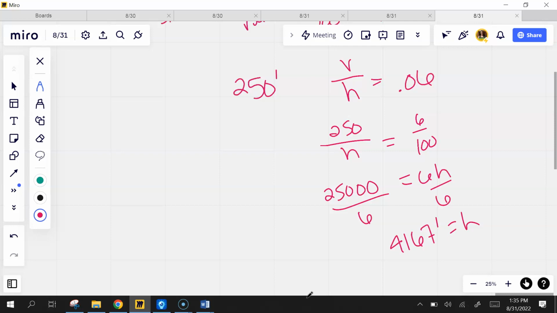Every time you divide your vertical change by your horizontal change, or your rise over your run, it has to equal 0.06. So all I did was I said, okay, if that's the case, I know the vertical change. What does my horizontal change need to be to get that? And 0.06 is the same thing as 6 over 100. It's just a little easier to solve there. Does that make sense? Okay.